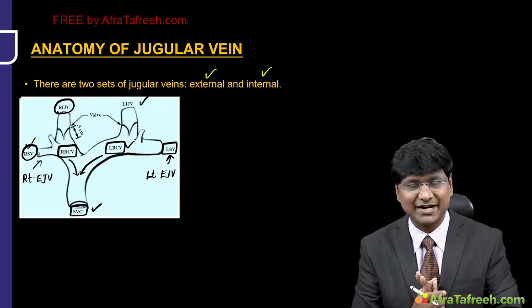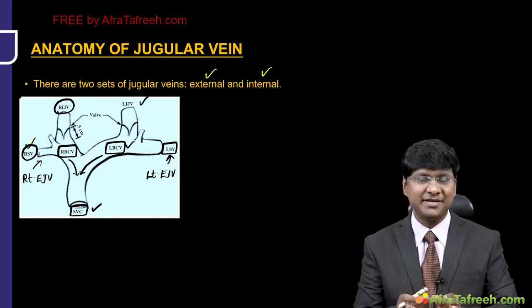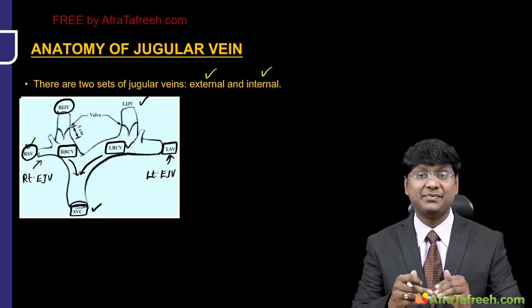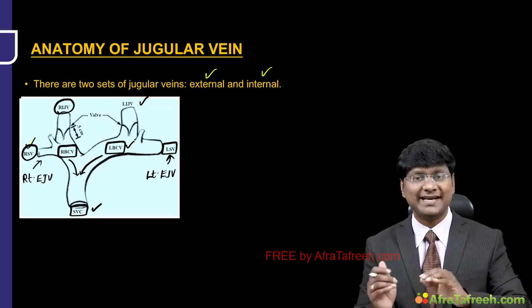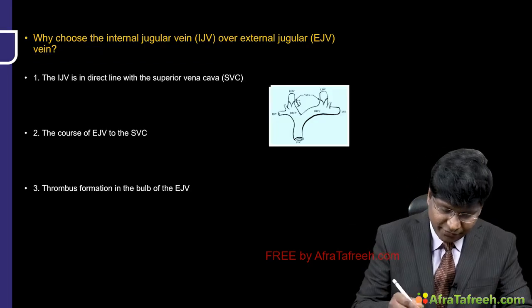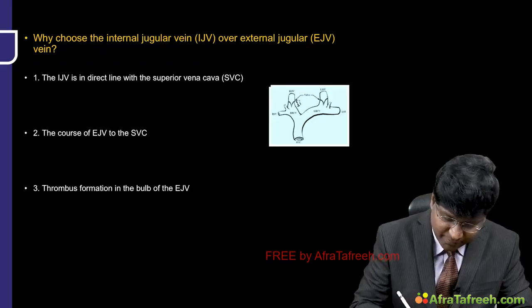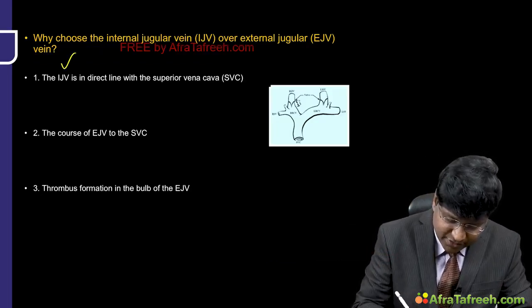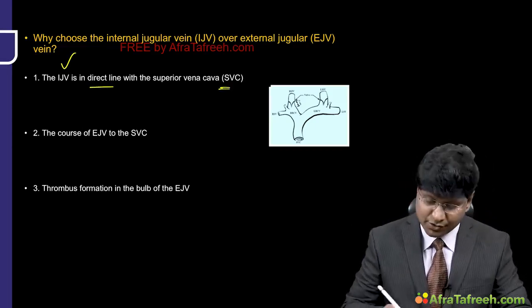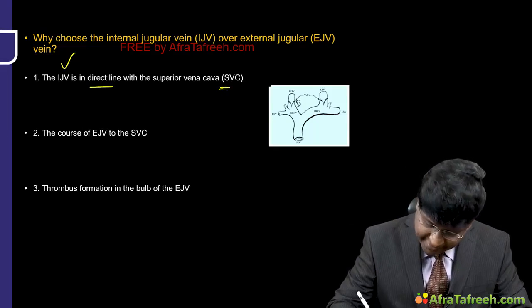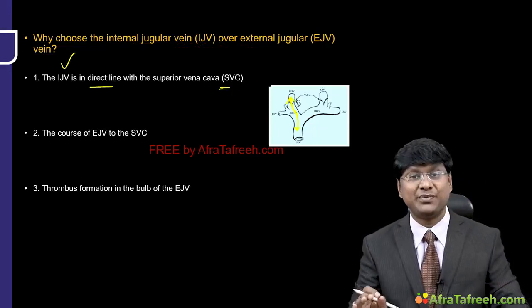So this is the basic anatomy. Now, based on this anatomy, let us discuss why we are taking the internal jugular vein as the jugular venous pressure, but why not the external jugular vein. First and foremost, the very important point is that the internal jugular vein is in direct line with the superior vena cava. You can observe that here.